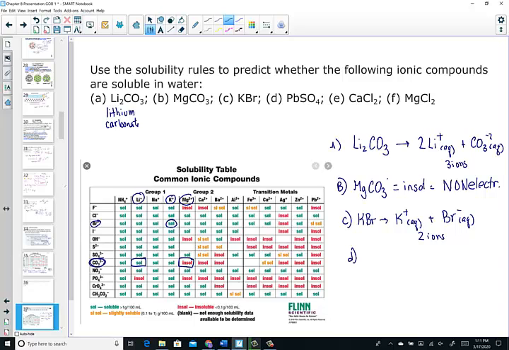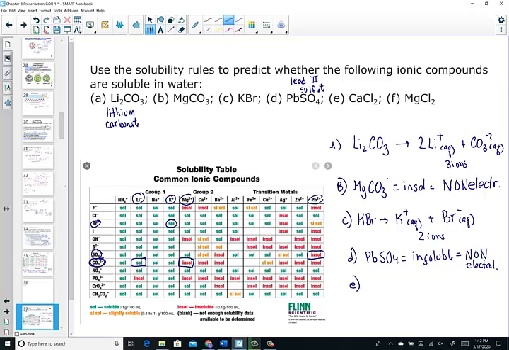Letter D, lead 2 sulfate. Remember that a Roman numeral is required when naming a transition metal. Lead 2 sulfate. Here's your Pb plus 2, lead 2. Here's your sulfate. When I hook that together, I see that it is insoluble. So PbSO4 is insoluble, does not separate, it does not dissolve, meaning it is a non-electrolyte.